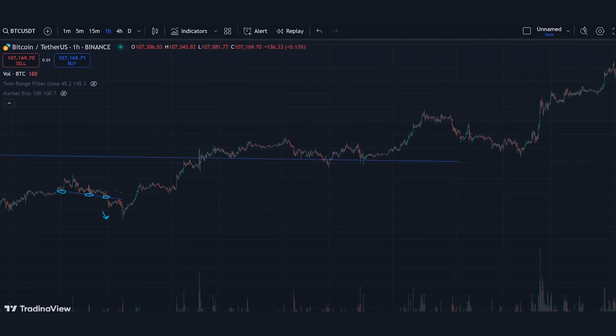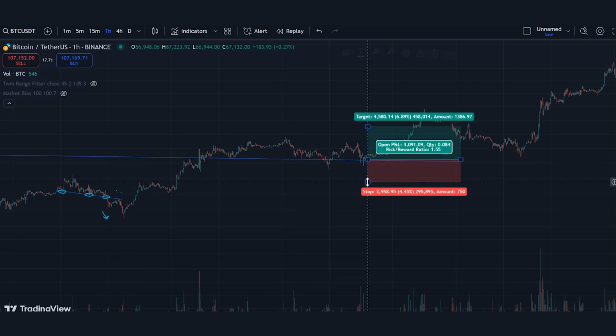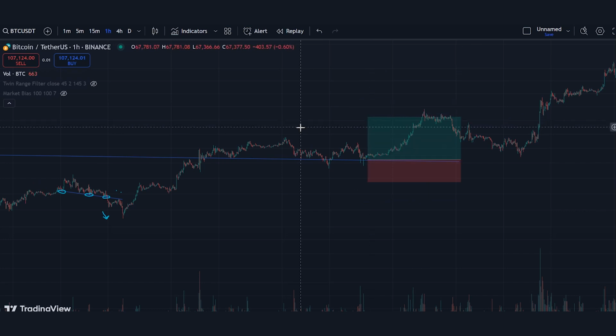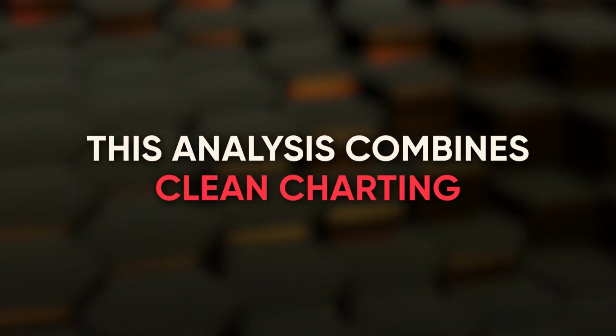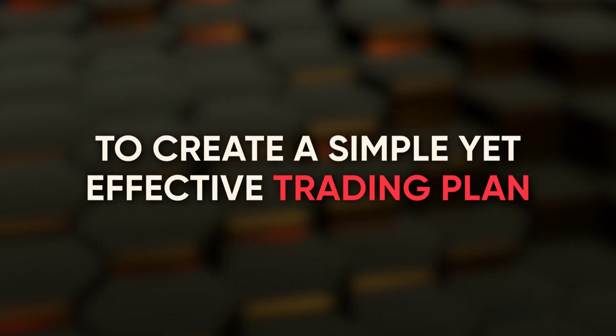If price approaches support with decreasing momentum, I'd look for a buy setup. For selling, I'd watch for rejection at resistance with strong bearish candles. I would exit near the next resistance level or when I see volume dropping, signaling the move might be losing steam. This analysis combines clean charting, key levels and price action to create a simple yet effective trading plan.